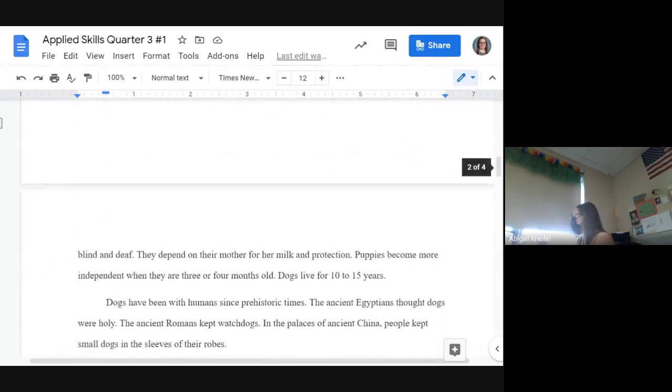Newborn puppies are blind and deaf. They depend on their mother for milk and protection. Puppies become more independent when they are 3 to 4 months old. Dogs live 10 to 15 years.